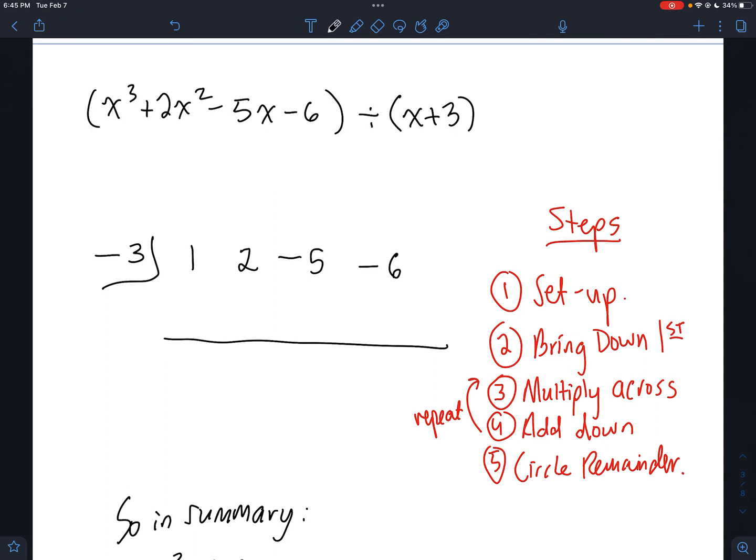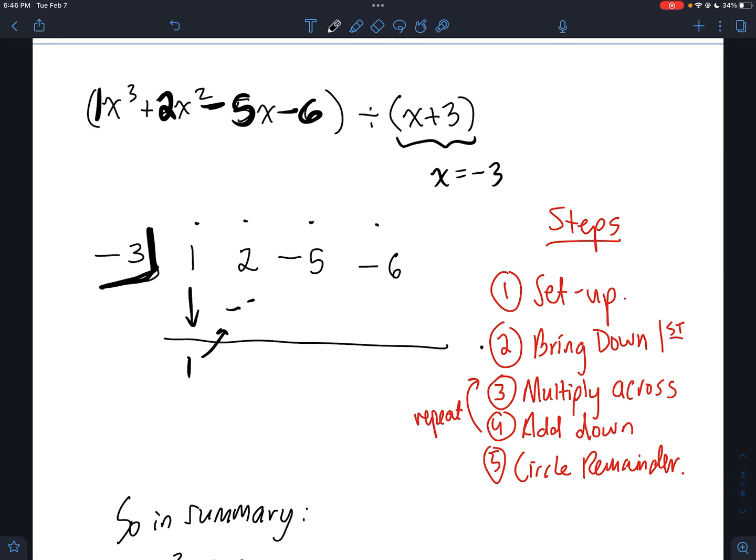So if we're long dividing, or just dividing these two things, the first step is the setup. You take all the numbers, 1, 2, negative 5, and negative 6, and put them along the top. And then this is what we're dividing by. So this is actually equivalent more so to x equals negative 3, because that's what makes it 0. So you put the opposite number in this little box, and then we're ready for step 2.